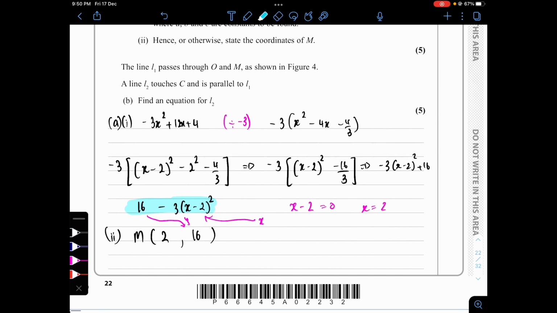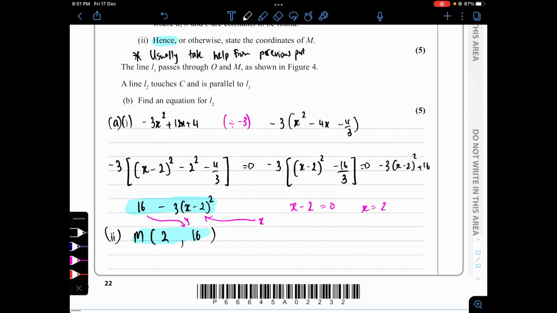Because it says hence or otherwise, we can use the previous equation. When it says hence, you can usually take help from the previous part.